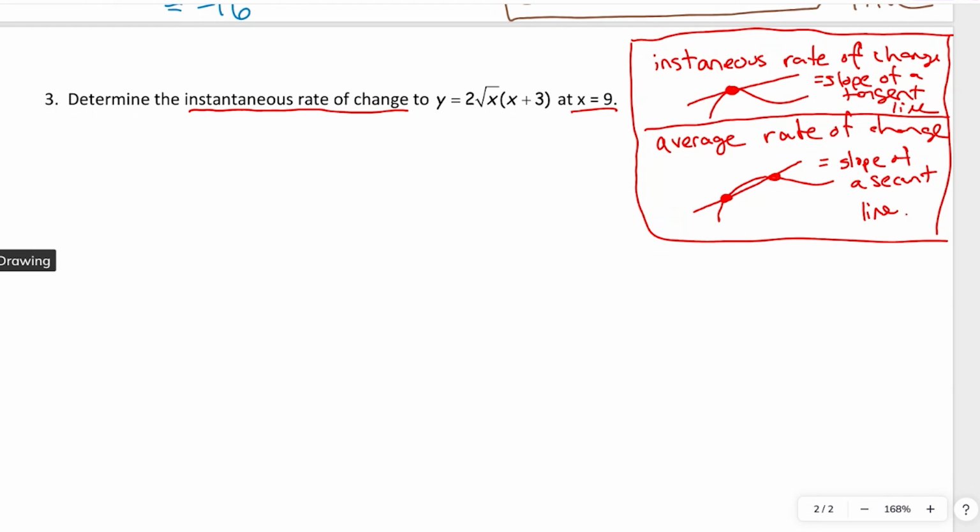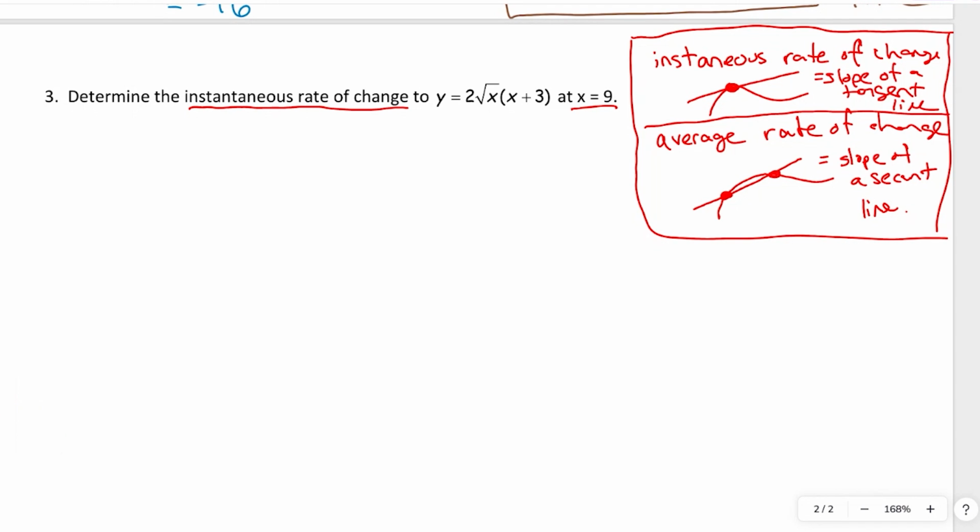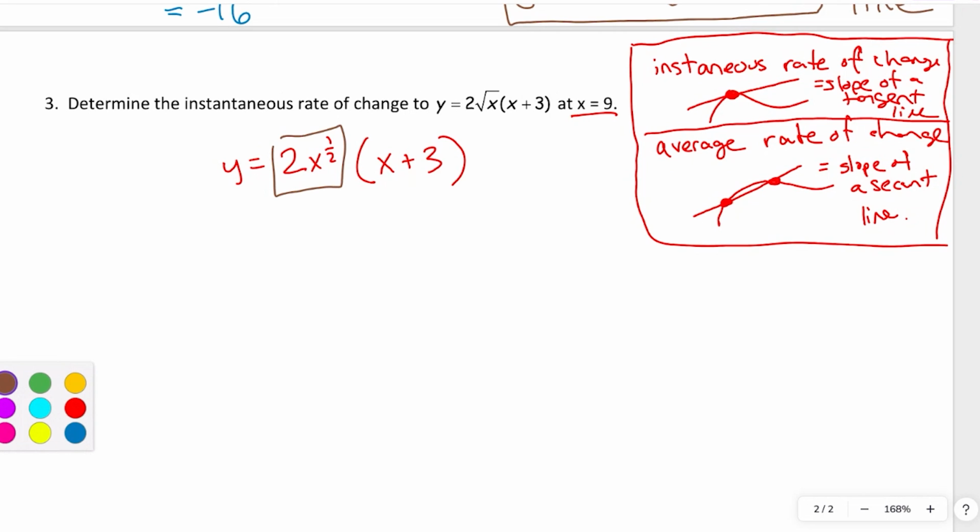So let's go ahead and find the instantaneous rate of change, or the slope, at x equals 9. If y is 2 times the square root of x, which I'll rewrite as 2 times x to the 1/2, times x plus 3, I want to first distribute this coefficient to both x and 3.